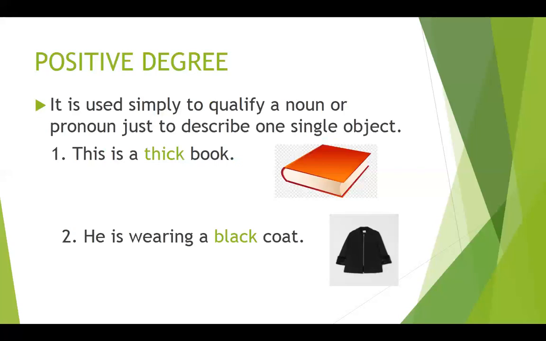Next is he is wearing a black coat. So we are talking about one person. That's why we are using positive degree. He's wearing a black coat. So simply we are telling the color of the coat.